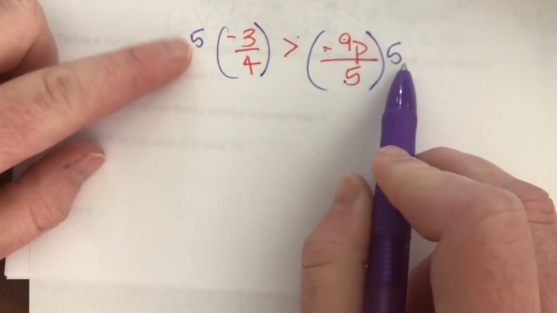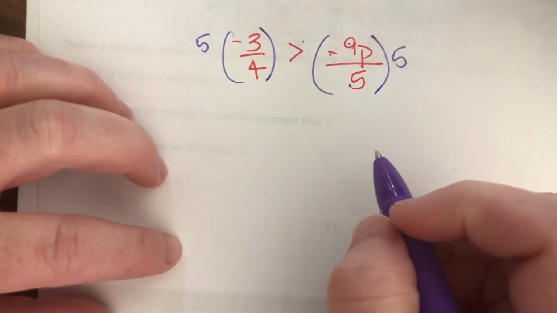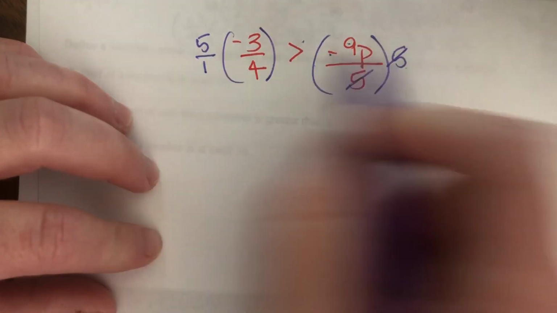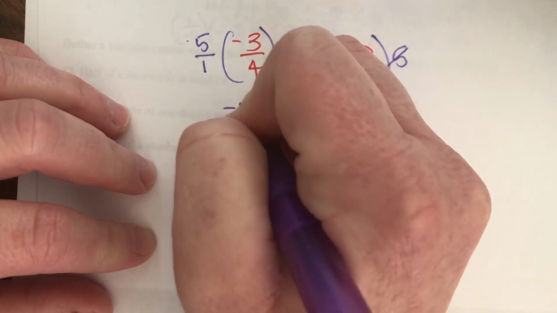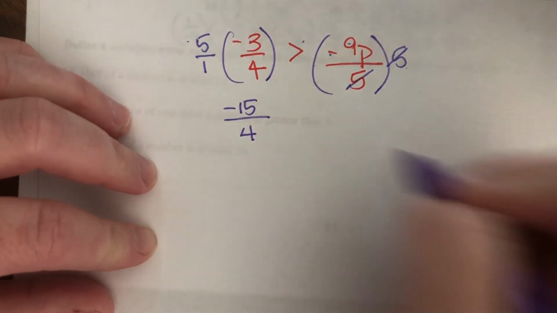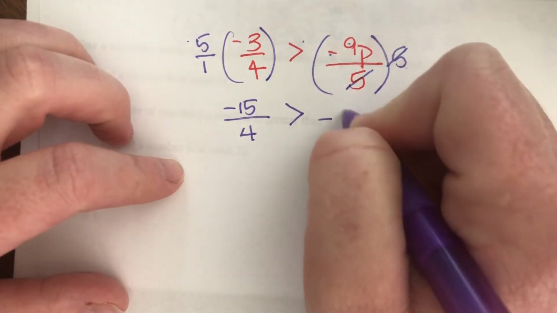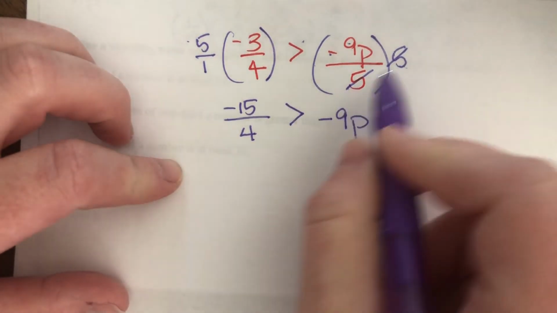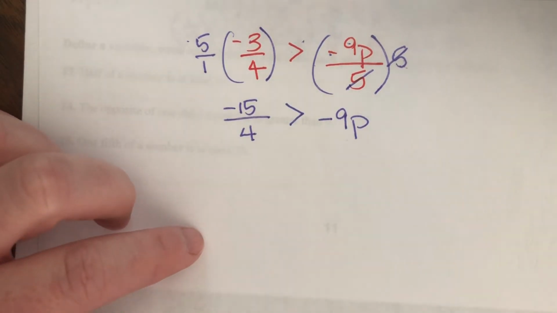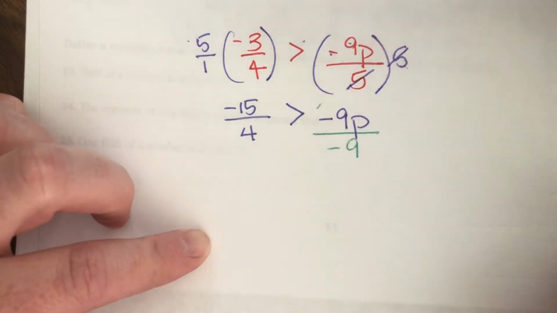Since I'm multiplying both sides by a positive number in this step, my sign doesn't flip yet, right? So these 5s cancel. This is really 5 over 1. So 5 times negative 3 is negative 15. 1 times 4 is 4. My sign stays the same because I didn't multiply by negatives. And over here, I'm left with 9p. The 5s canceled. Okay, so now I want p by itself. I want to get rid of that negative 9. So I'm going to divide by negative 9, right?